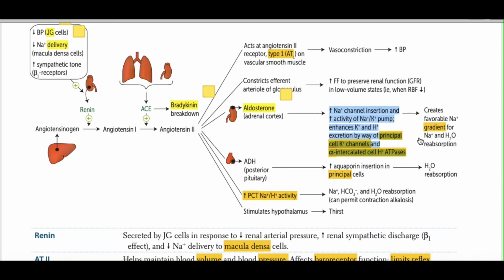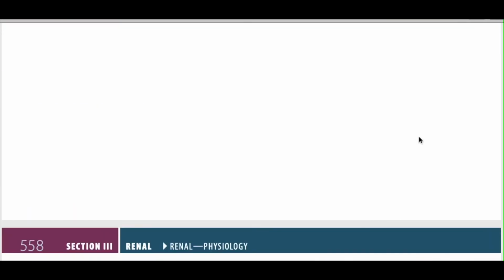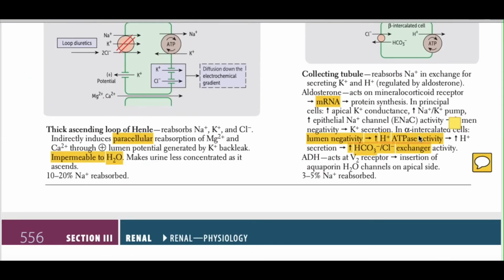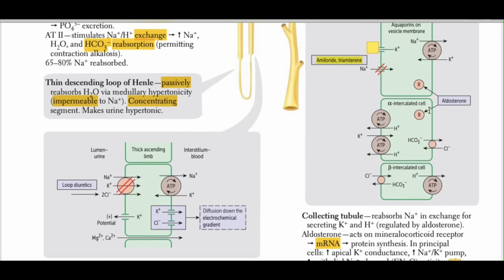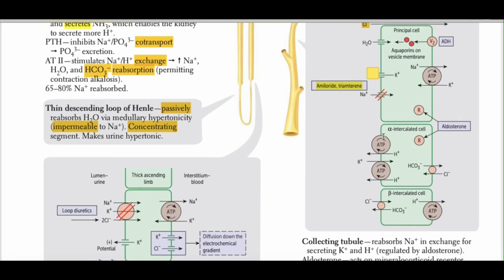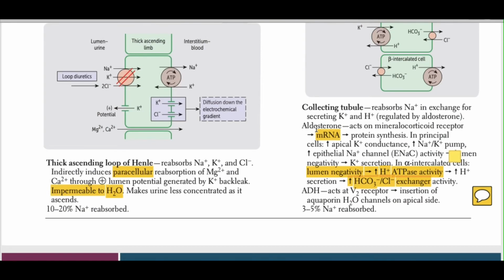So let me get you to that portion, as we already studied that. So here are the collecting tubules, here are the principal cells and alpha intercalated cells. As you can see, aldosterone acts on mineralocorticoid receptors, how protein synthesis occurs. So in principal cells, increase apical potassium conductance and increase sodium potassium pump, increase epithelial sodium channel activity. Lumen negativity will result in increased potassium secretion.